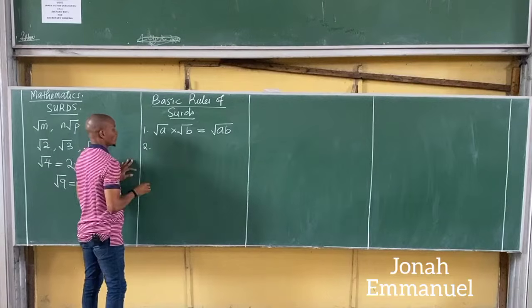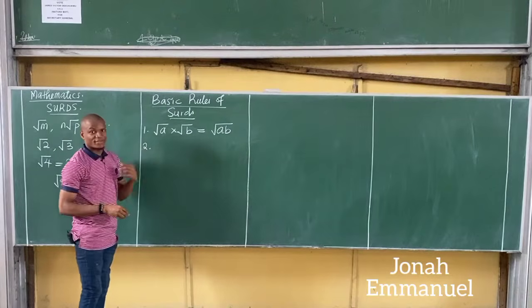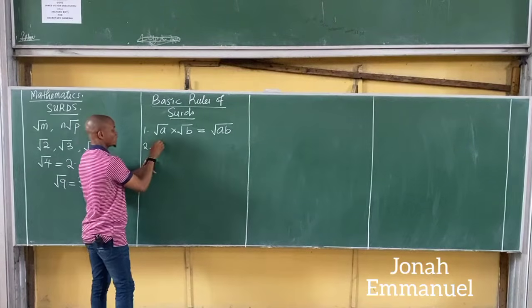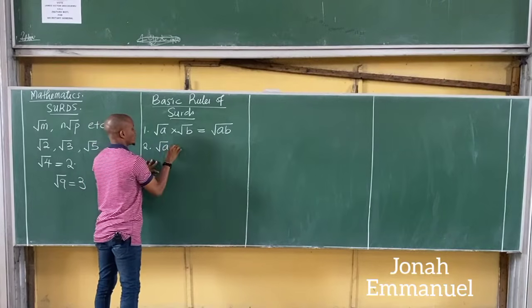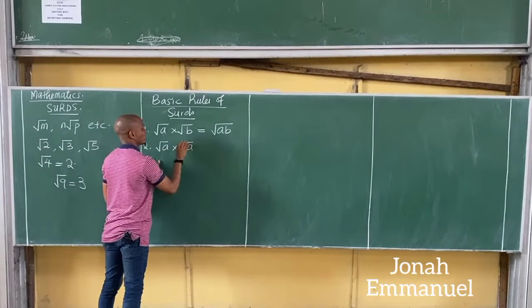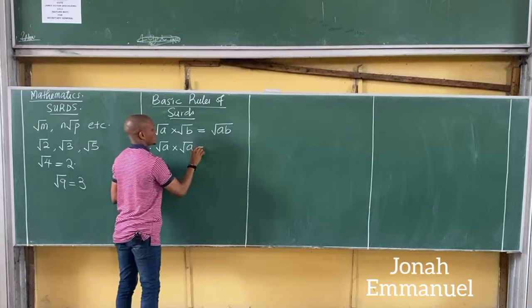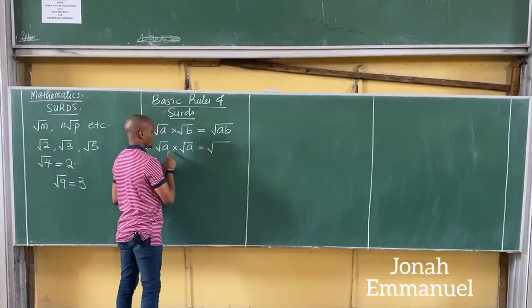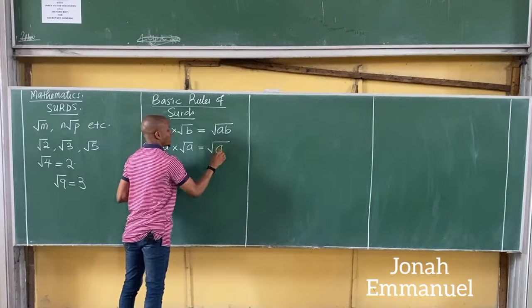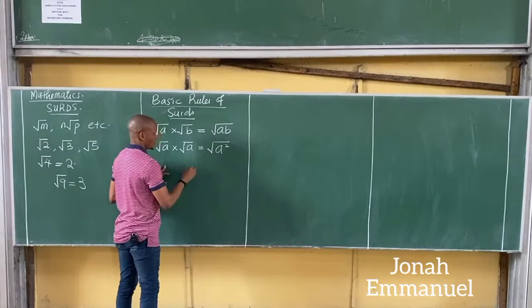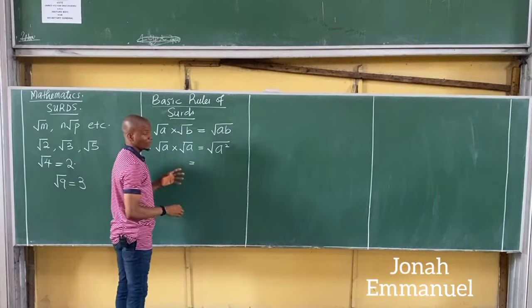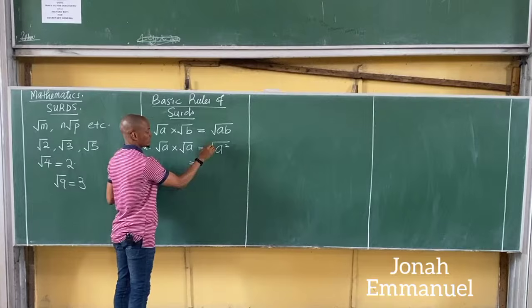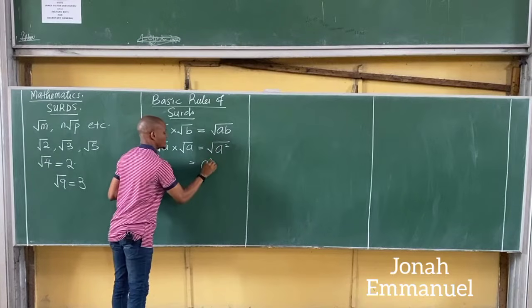Number 2: what if the two numbers are the same? What if I take the square root of a number multiplying the square root of that same number? What happens here? This is equal to the square root of A times A, which is the square root of A squared. Of course, using the idea of indices, what's the value of the square root?